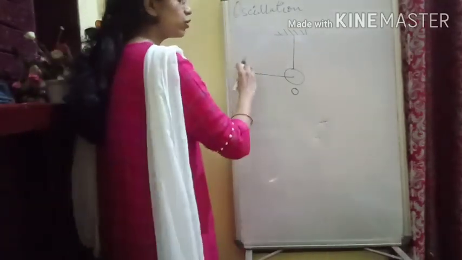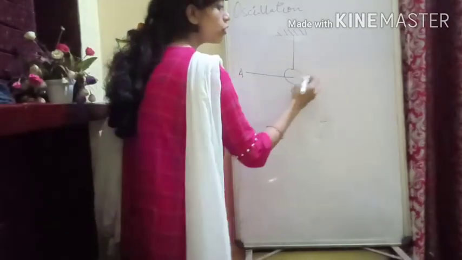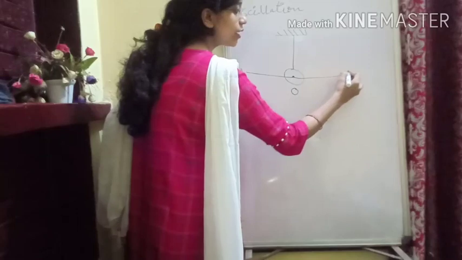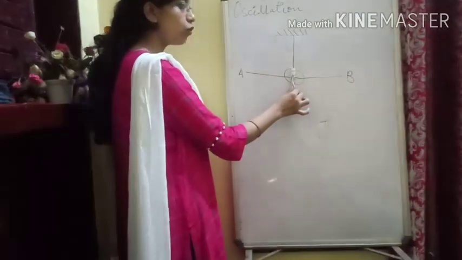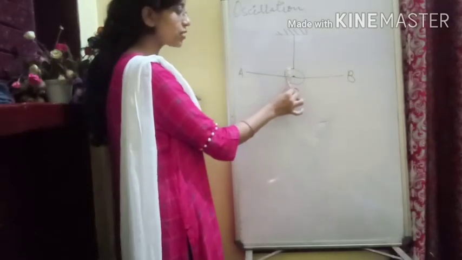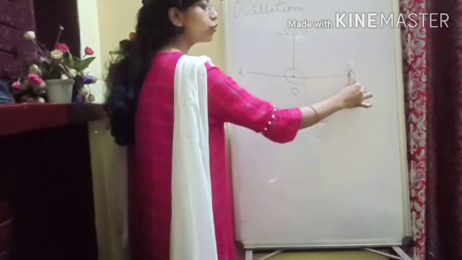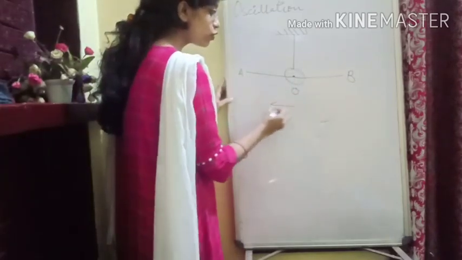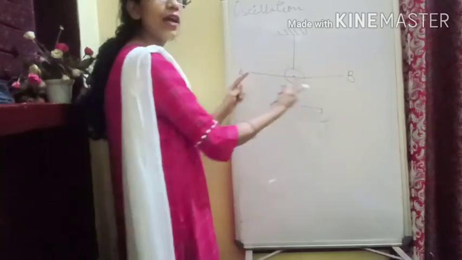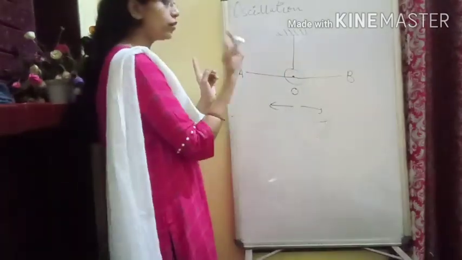And when we leave the bob, what will happen? It will go to point O, and after that will it stop? No, it will go further to the other side, to point B. So now you see the position. Bob was there at point O. When we displace it, it comes to A, goes back to O, now goes to B and comes back to O. That means it is doing a to and fro motion, and this to and fro motion is known as oscillation.